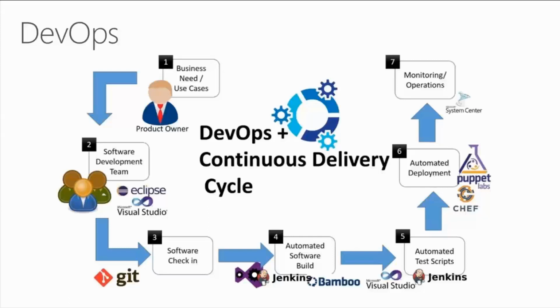Then we get into the software development team. And some of the tools that are used are Eclipse, for example. That's an IDE, Integrated Development Environment. I use that all the time. It's a very nice tool. Or you can use Visual Studio for development. Then we have the software check-in. We can use Git, and I'll show you what Git is in subsequent lessons. Then we get into the continuous delivery mechanism or automated software builds. And the most popular DevOps tool is Jenkins.